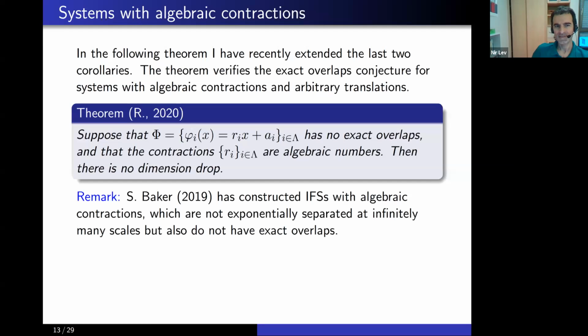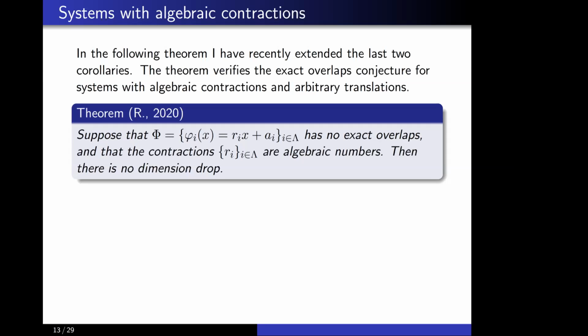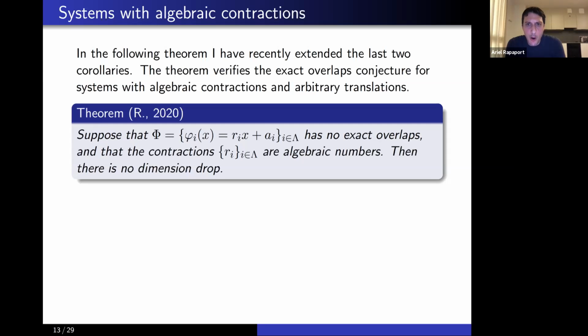So just to understand, Hochman's result requires that also the translations are algebraic, right? Yes, his main result is under this condition of exponential separation at infinitely many scales. Then the first corollary is where all of the parameters are algebraic. And then the second corollary is regarding systems with 3 maps. Okay. And here you only require the contractions to be algebraic, but not the translations, I see.